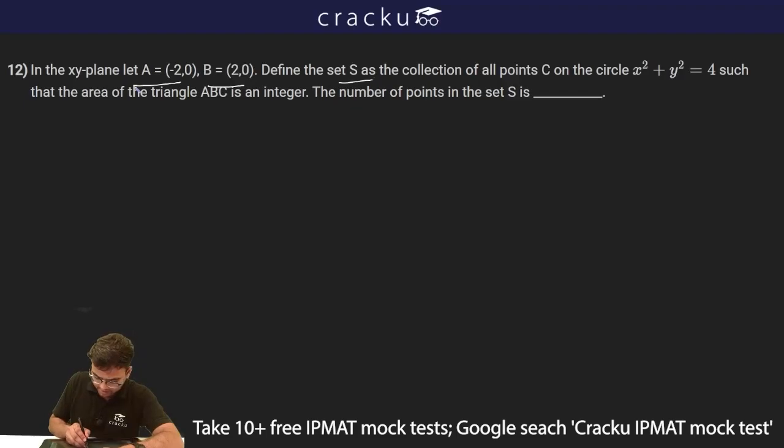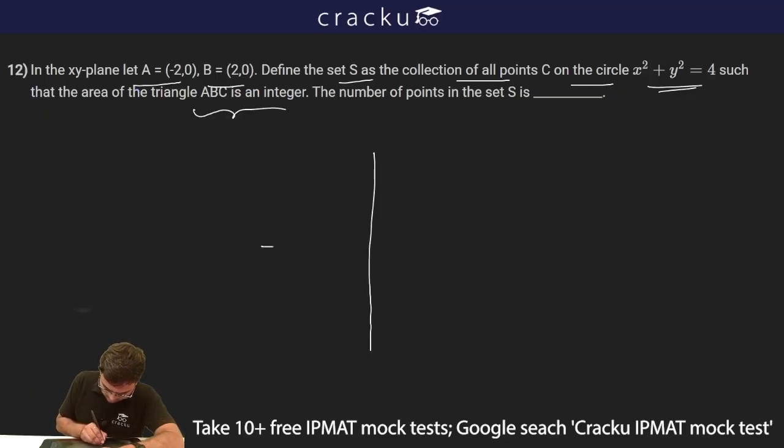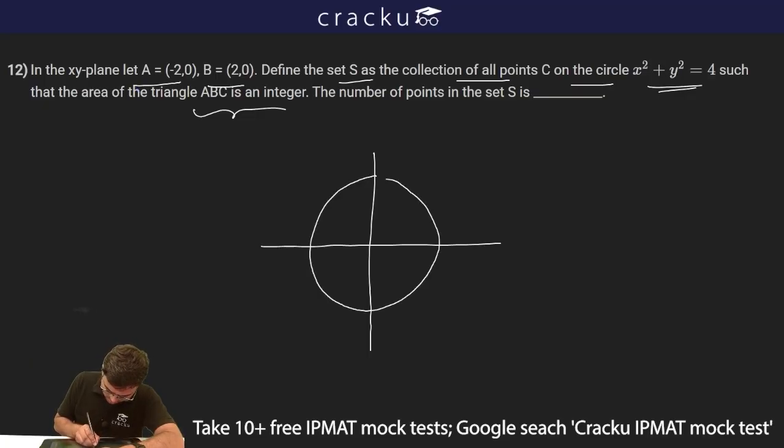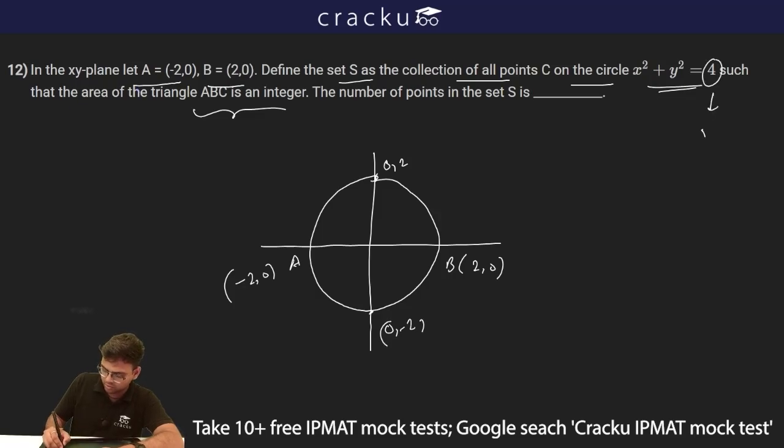Define the set S as the collection of all the points C on the circle x square plus y square is equal to 4, such that the area of triangle ABC is an integer. Okay, so on the xy plane, we have a circle which is x square plus y square is equal to 4, and this is A, minus 2 comma 0, and this is 2 comma 0, and this is the circle, so this is 0 comma 2 and this is 0 comma minus 2, because the radius of the circle is 2 and the center is at 0 comma 0.